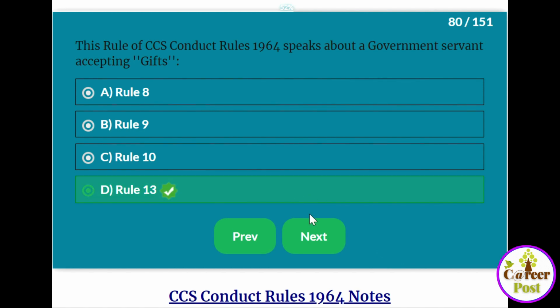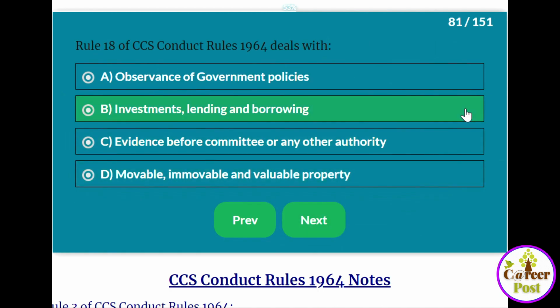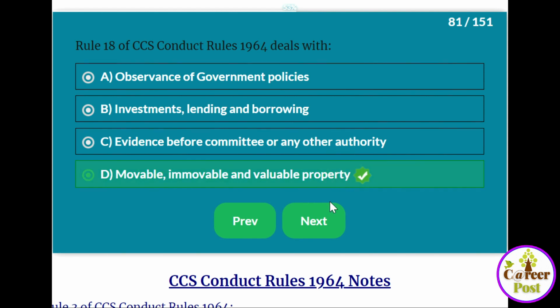Rule 13 speaks about gifts. Rule 18 of the CCS Conduct Rules deals with observance of government policies, investment, lending and borrowing, evidence before a committee or any other authority, and movable and immovable valuable property.